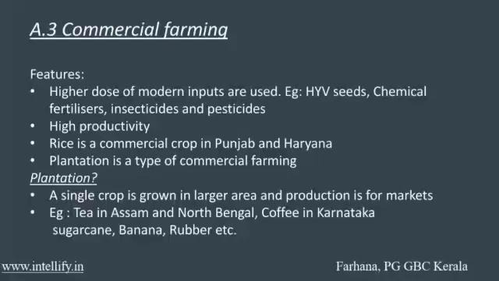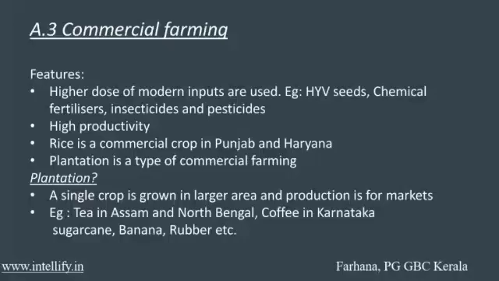Next one, or the third type of farming, is commercial farming. As the name indicates, here the agriculture is mainly for the commercial purpose, so that they need high productivity. For higher productivity, higher doses of modern inputs are used, such as HYV or high yielding variety seeds, which are obtained through genetic engineering. Then chemical fertilizers, insecticides and pesticides are used. As we had discussed in the previous slide, rice is a commercial crop in Punjab and Haryana.